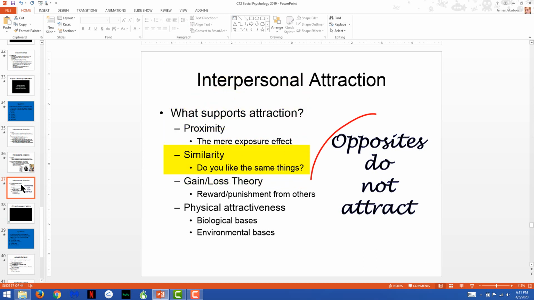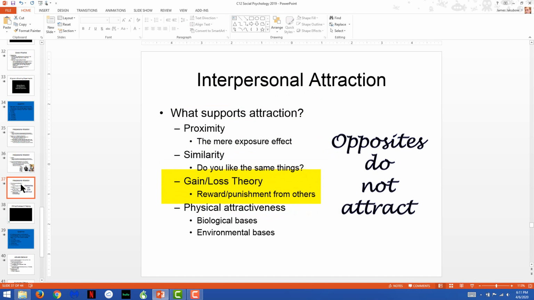Similarity. Opposites do not attract. That is an incorrect idea. The greater similarity between you and another person, whether it's just a friendship or a romantic relationship, will add to the likelihood that you will become friends or companions.